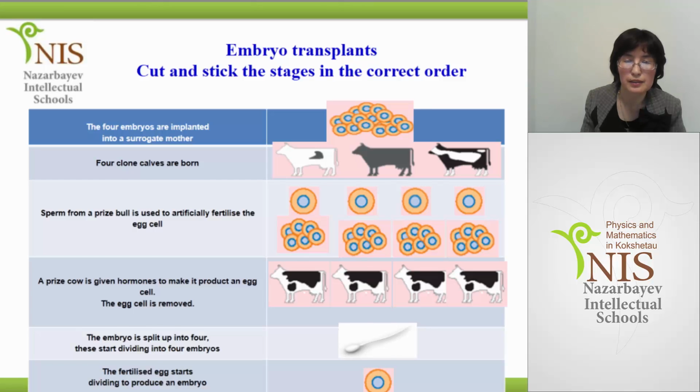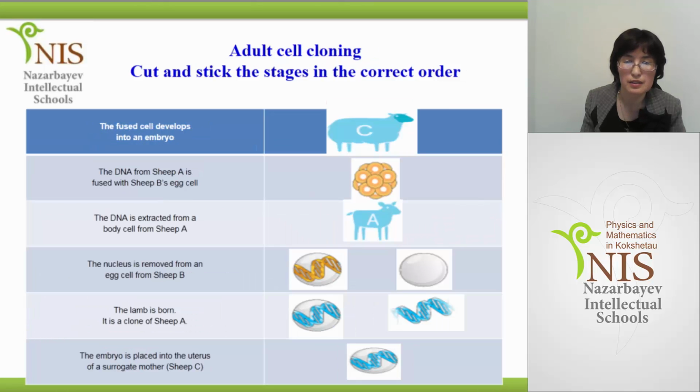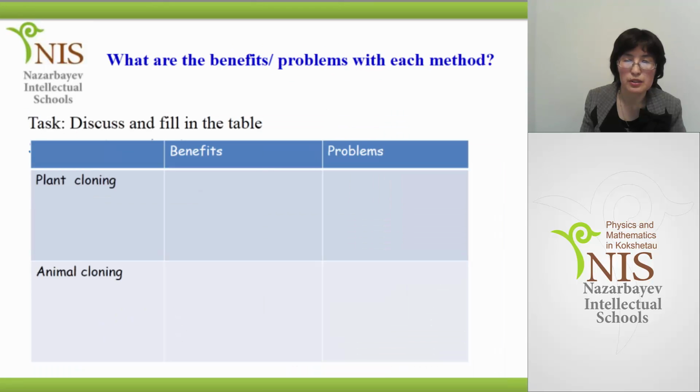And next, adult cell cloning. Cut and stick the stages in the correct order. And in the groups, you discuss and fill in the table: what are the benefits and problems of each method. Plant cloning, benefits and problems, and animal cloning, benefits and problems.